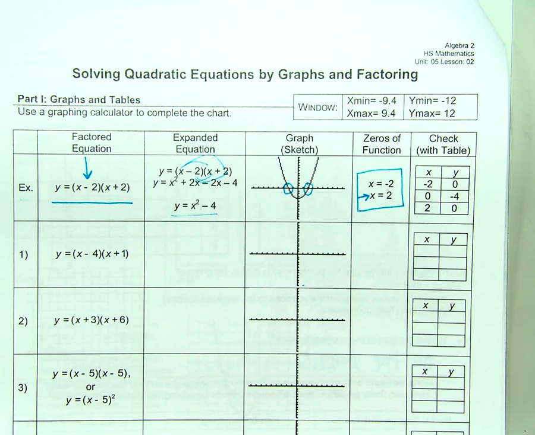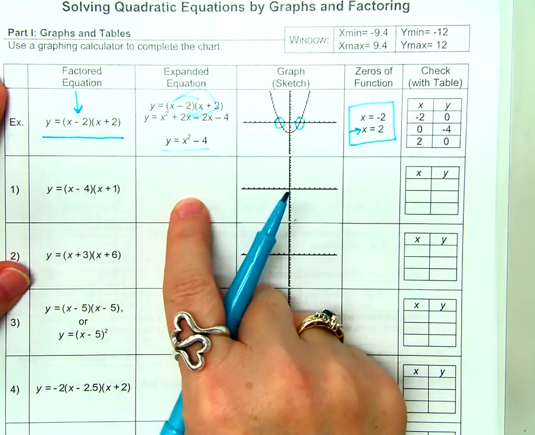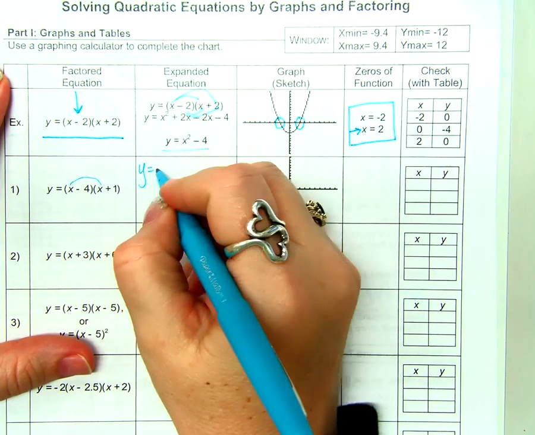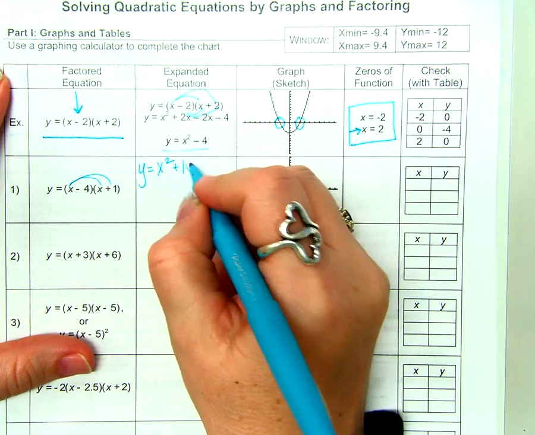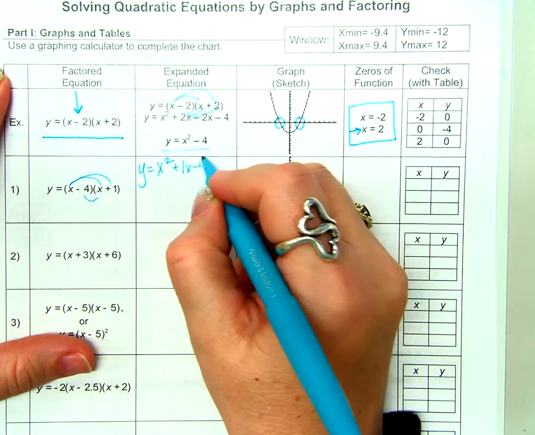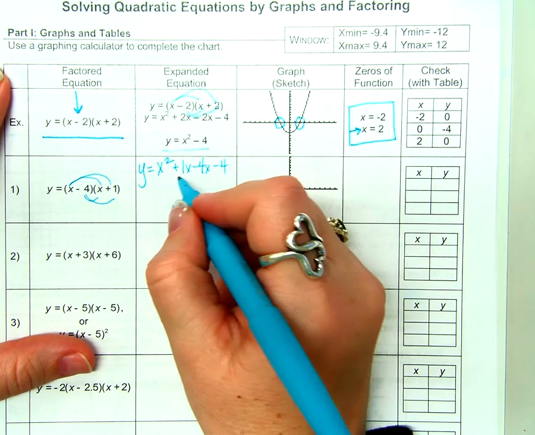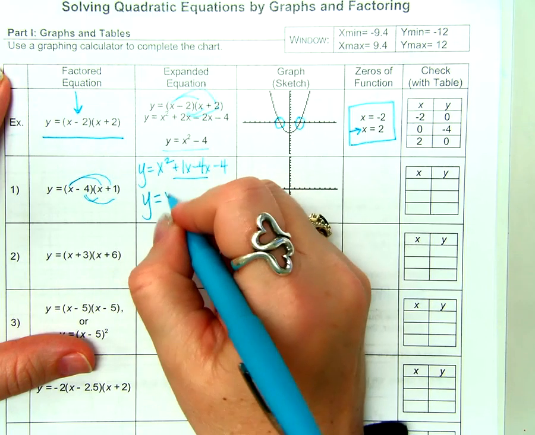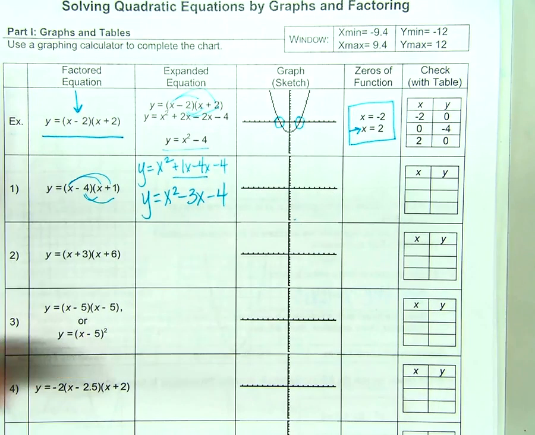Let's do number 1, and I think it'll be a little clearer. Fair enough? If this is the factored equation, how do I get the expanded equation? Y equals x squared plus 1x minus 4x minus 4. When I combine my middle terms to get my expanded equation, I get y equals x squared minus 3x minus 4. Yes?